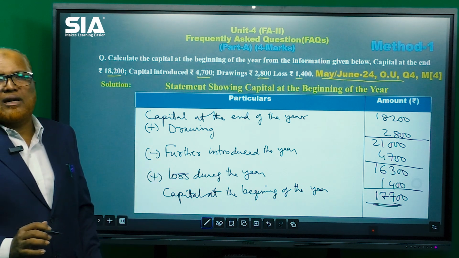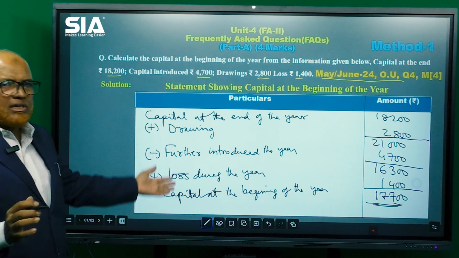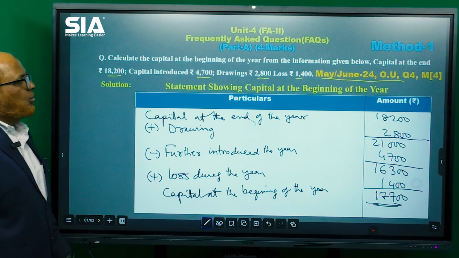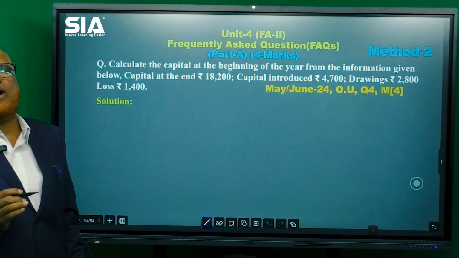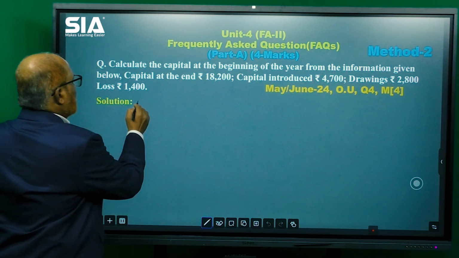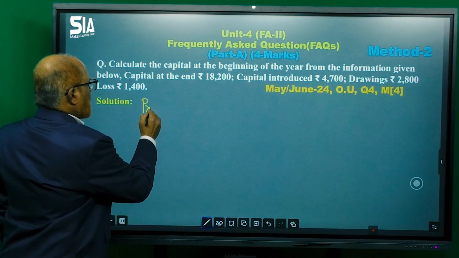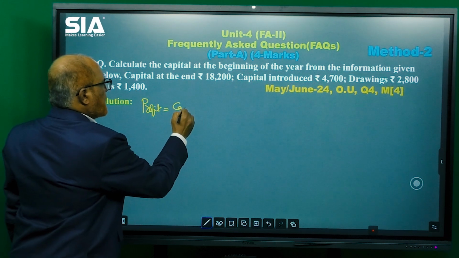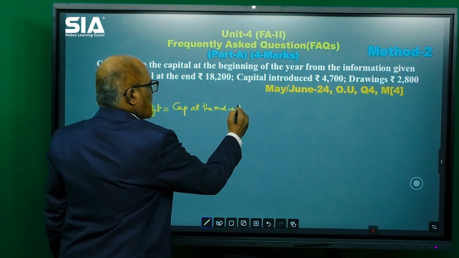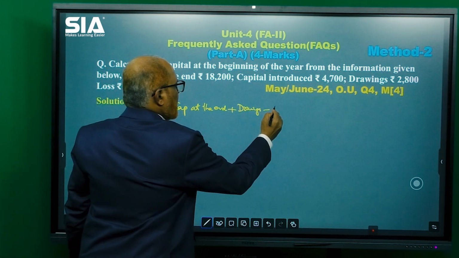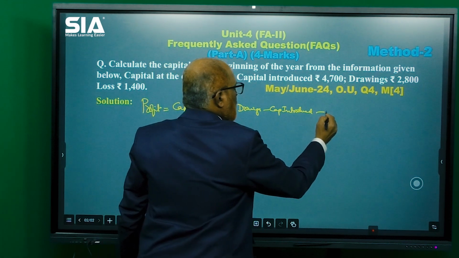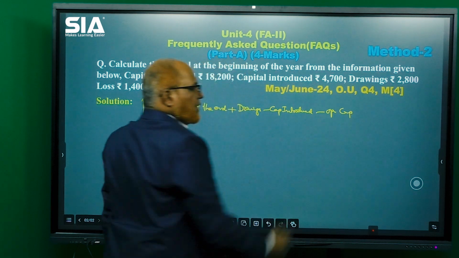One more method is there, that is second method of finding out. If you are not comfortable with this method, you can go for second method, that is called equation method. Now I want to show how we can find out capital at the beginning of the year by equation form. So in equation form, first of all, we'll take profit is equal to capital at the end plus drawings minus capital introduced minus opening capital. This is the equation.